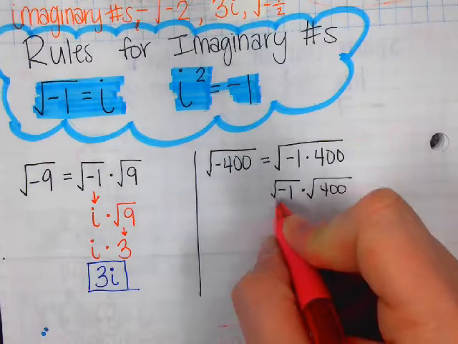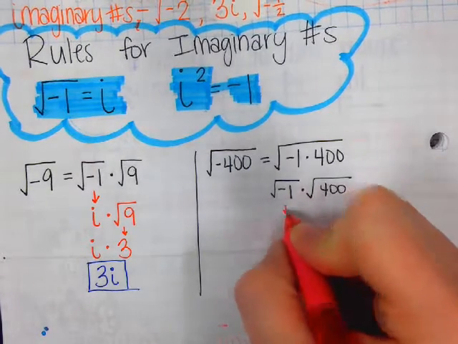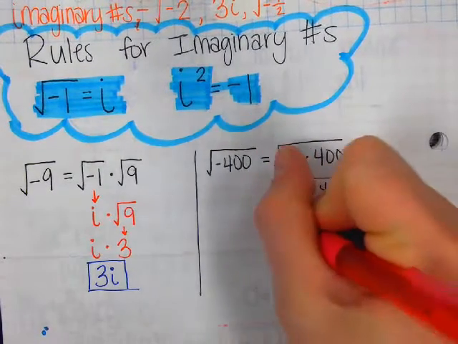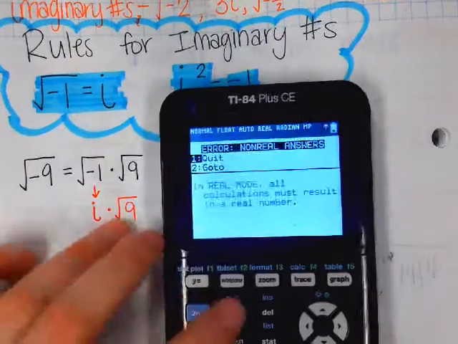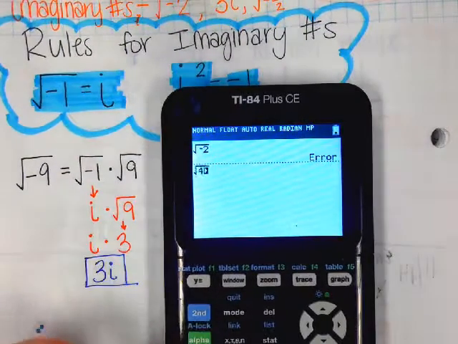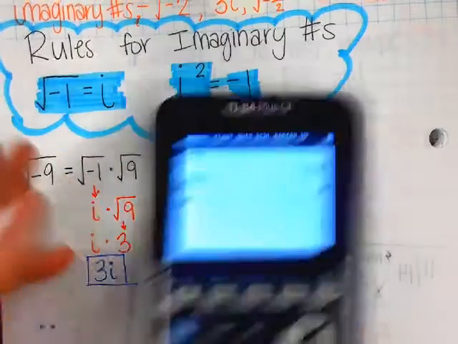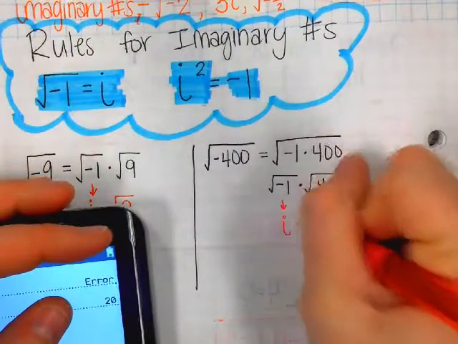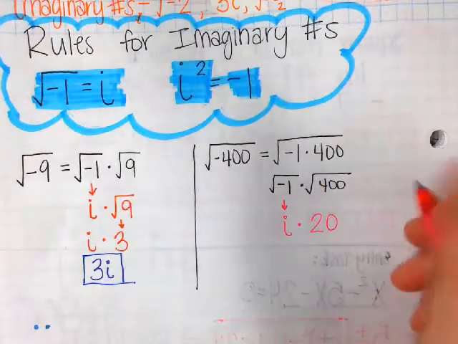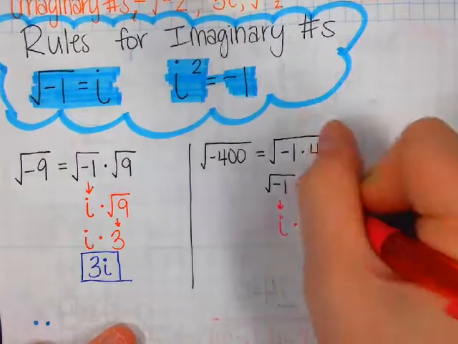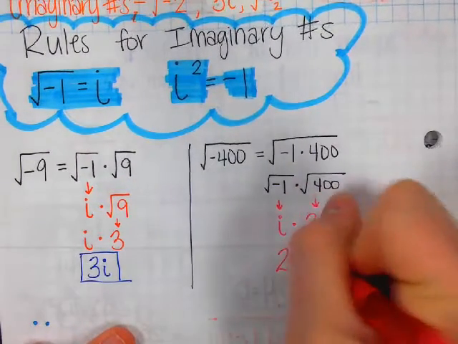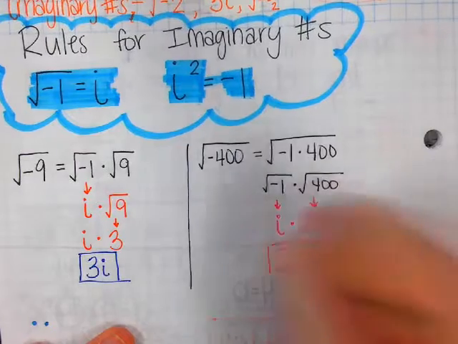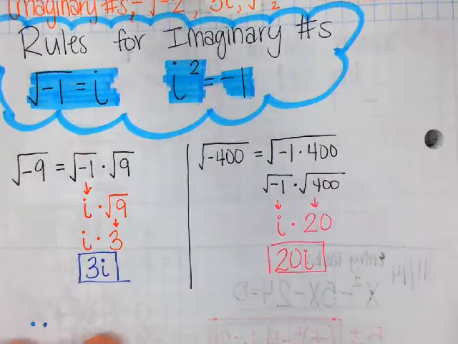Now, remember the rule: the square root of -1 is just an imaginary number, i, times the square root of 400. Let's see what that is. The square root of 400 is 20, because 20 times 20 gives you 400. And then for your final answer, you write it with the 20 out front. So 20i is my answer.